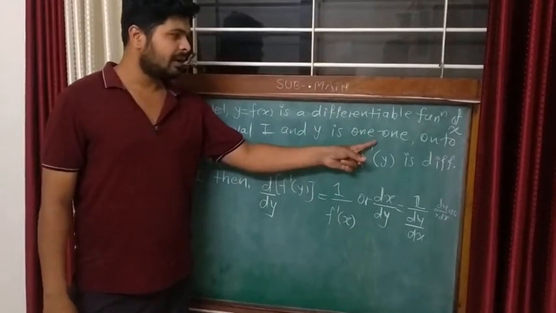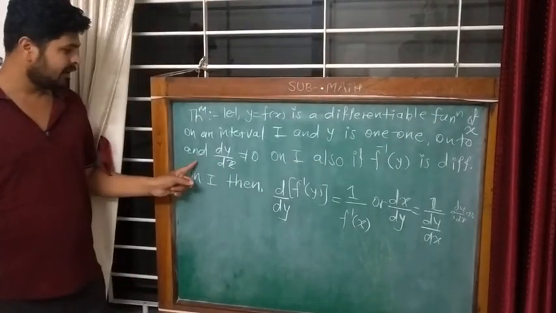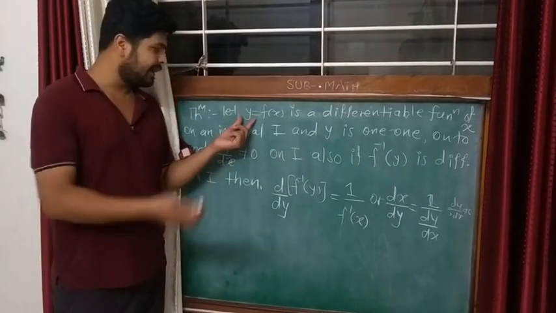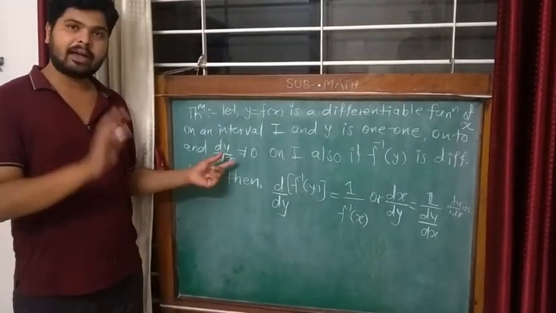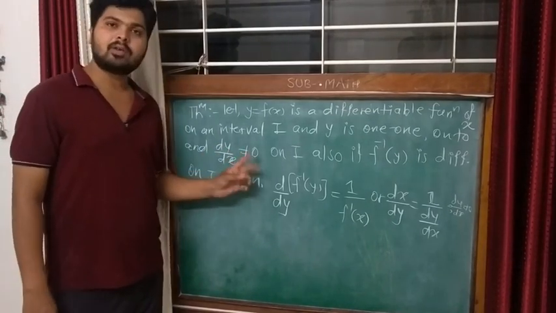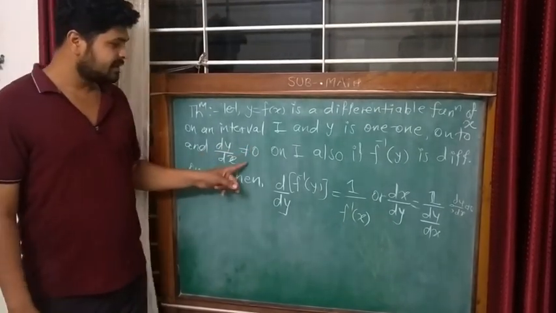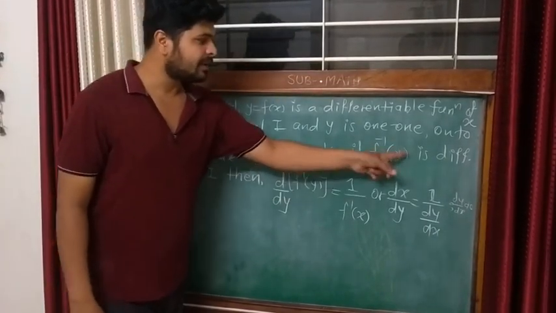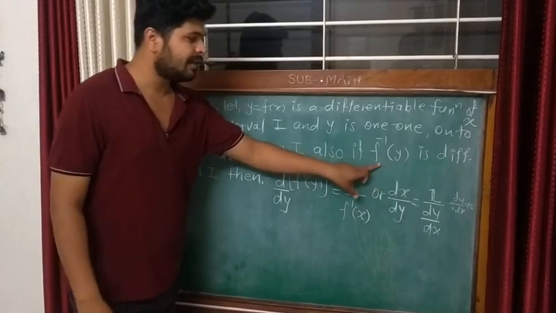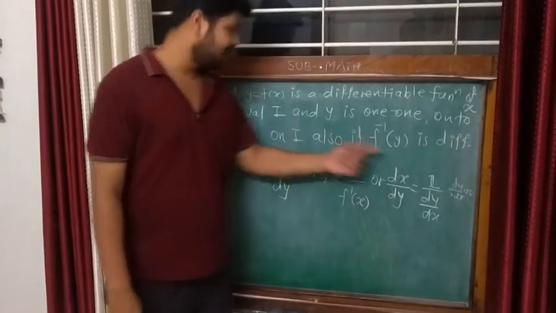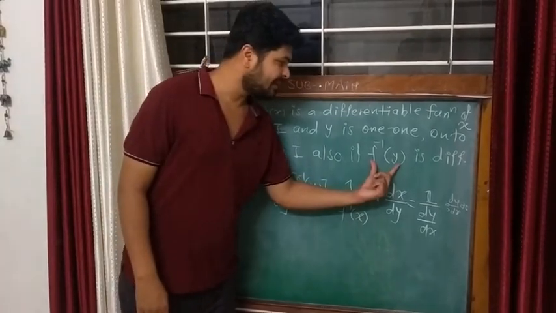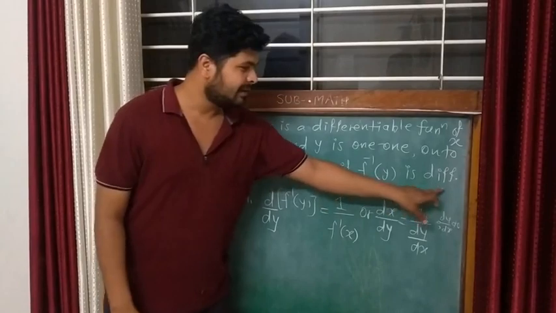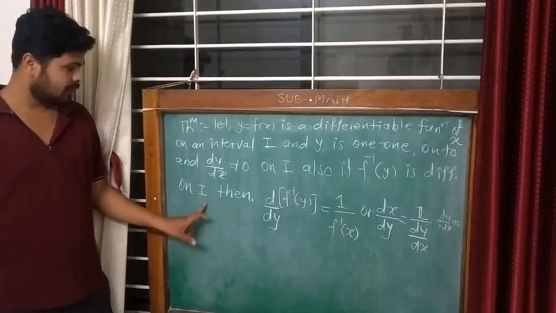and y is 1-1 onto, and dy by dx is non-zero. That is, you can find the derivative of this function, and that derivative exists, is finite, and is not equal to 0. This is the meaning of this statement on I, on the same set also. Also, if f inverse of y exists, what does f inverse of y mean? Now it is the inverse function of this function. So f inverse of y is also differentiable. So note this point, f inverse of y is differentiable on I, on the same set.